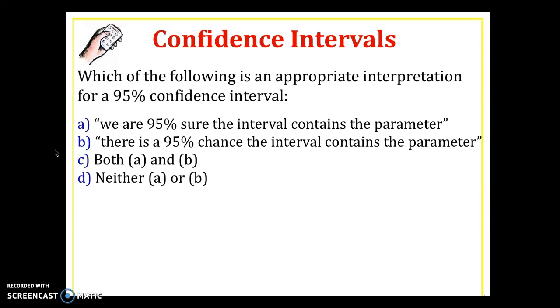Okay, which of the following is an appropriate interpretation for a 95% confidence interval? A: We are 95% sure the interval contains the parameter. B: There is a 95% chance the interval contains the parameter. C: Both A and B, or D: neither A nor B.